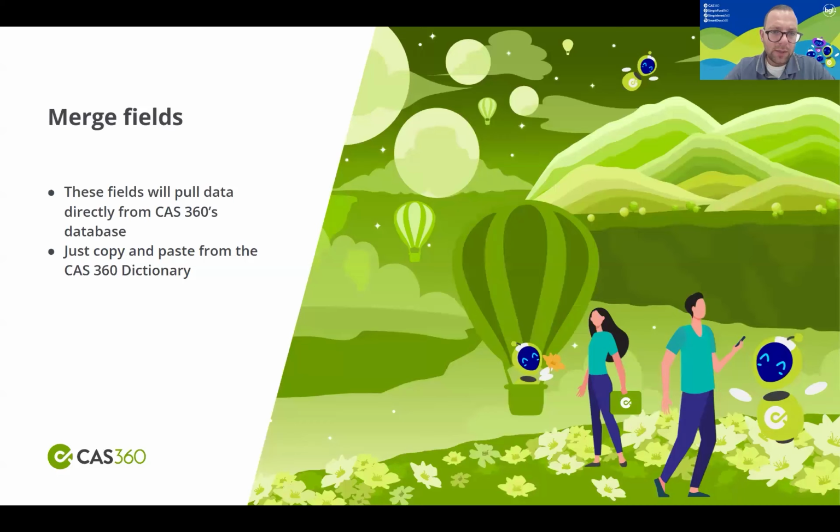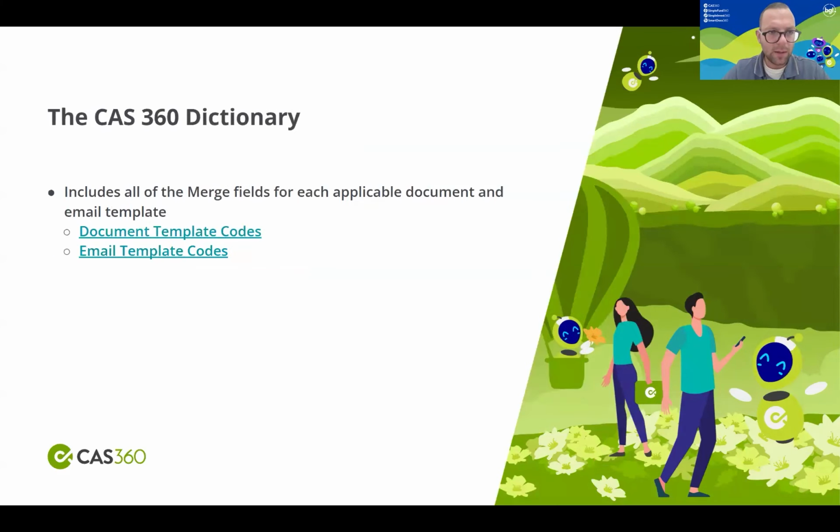What I want to draw everyone's attention to, and I'll bring it up on screen, and one of my colleagues may share it later on as well, is we have what we call mail merge fields in CAS 360, and they are all in what we call the CAS 360 dictionary. If you haven't already done so, I recommend you bookmark this page because it contains our library of mail merge fields for CAS 360. If you're looking at personalizing your email templates and document templates, I highly recommend looking at the CAS 360 dictionary. I'll bring that up on the screen in a few moments as well.